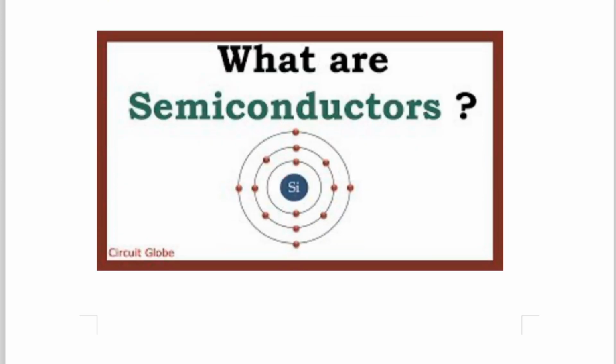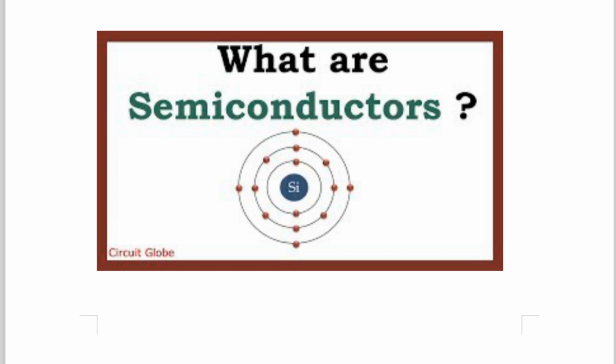So first of all, what do you mean by intrinsic semiconductor? Intrinsic semiconductor is a pure semiconductor, for example silicon. The atomic number of silicon is 14, and you see here in the last orbit there are 4 electrons: 1, 2, 3, 4. Therefore there are 4 electrons in the last orbit, and therefore it comes into the category of semiconductor. Now this is intrinsic, pure semiconductor.